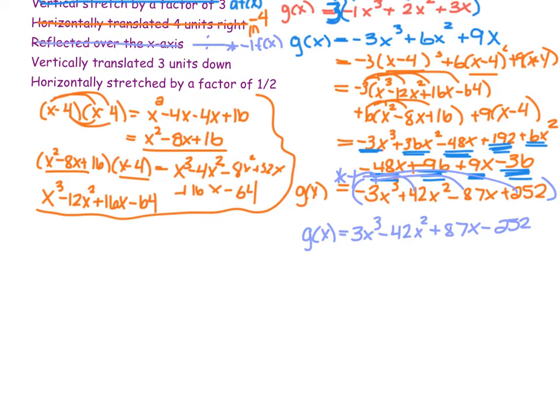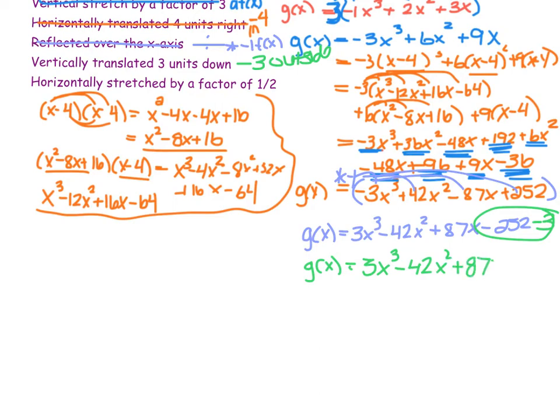The next thing we're going to do is we're going to vertically translate this graph so that it moves down 3 units. So this is going to be a subtraction of 3 on the outside. So that's our k value. So all we're going to do here is subtract 3 on the outside to move it down 3 units. That just gets combined with the negative 252. So we have g of x is equal to 3x cubed minus 42x squared plus 87x minus 255.